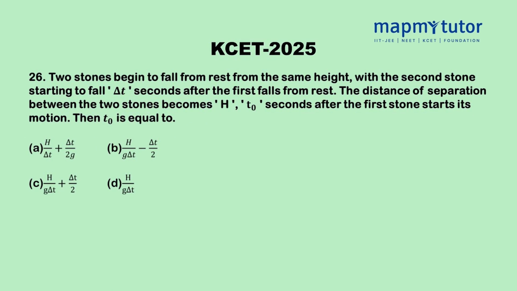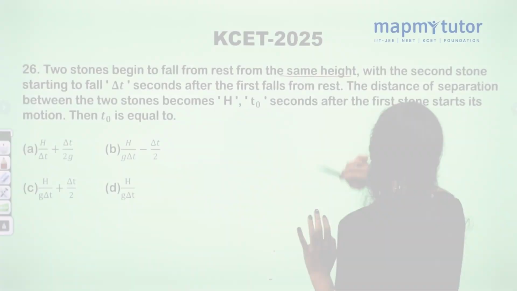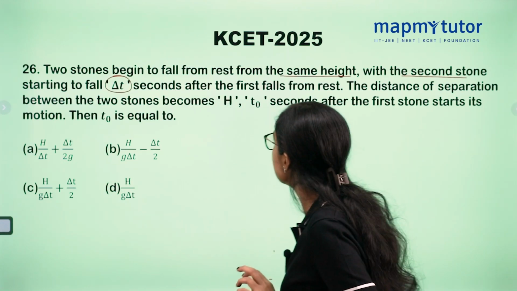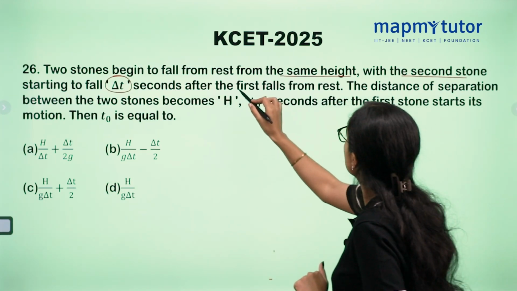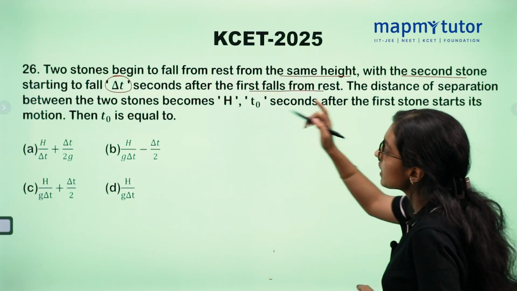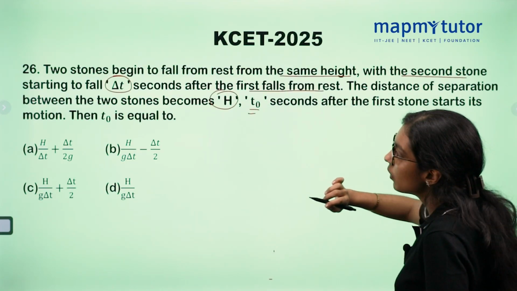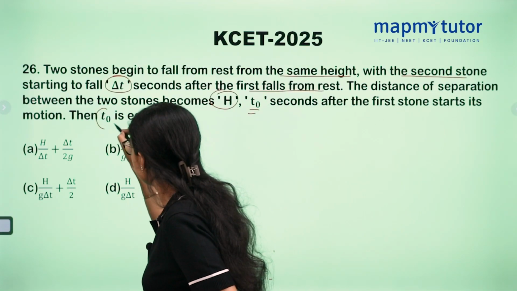2 stones begin to fall from rest from the same height, with the second stone starting to fall after delta t seconds from the first. The distance of separation between them is h at t naught seconds. What you should find out is t naught.